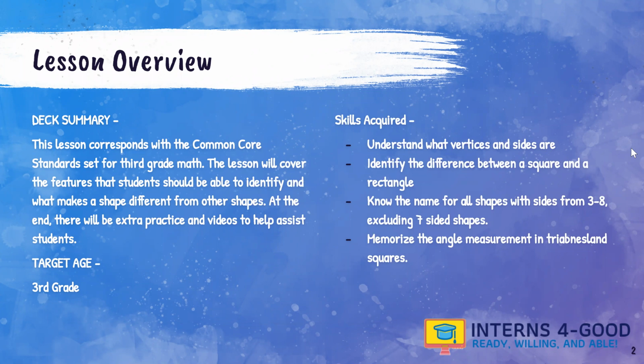By the end of the lesson, students should acquire a couple of core skills. They should understand what vertices and sides are. They should be able to identify the difference between a square and a rectangle, and all other quadrilaterals. You should know the name for all shapes with sides from 3 to 8, excluding 7-sided shapes. And students should memorize the angle measurements in triangles and squares.